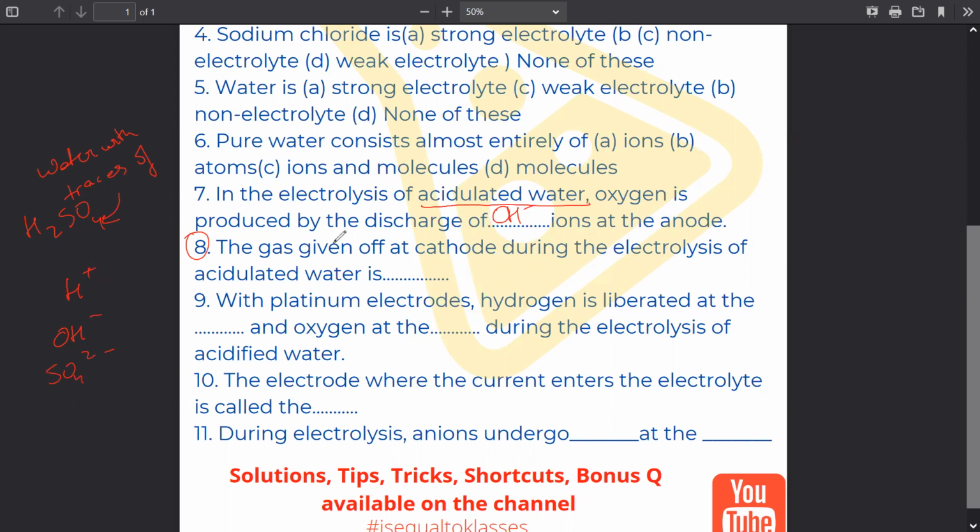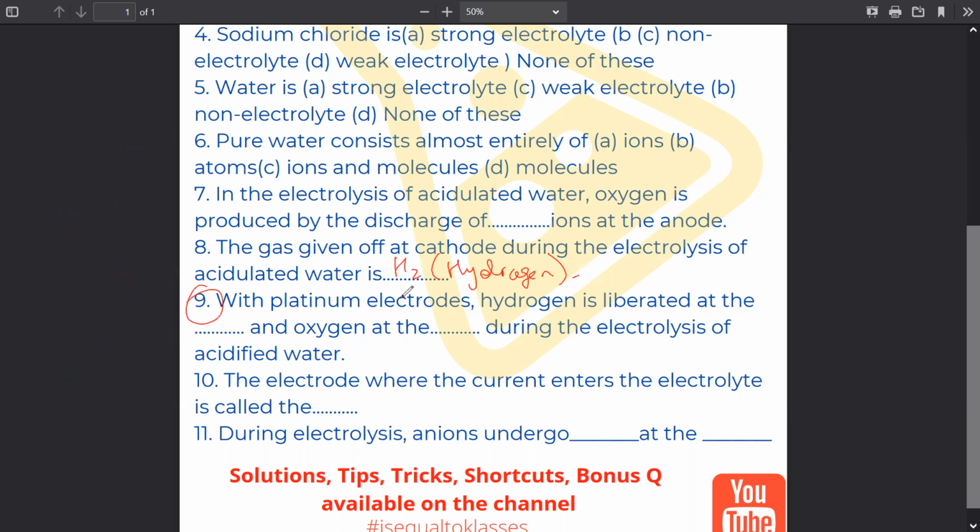So the question over here is the gas given off. All right, so OH minus and SO4 2 minus ions would be liberated at the anode, whereas the H plus ion will be liberated at the cathode. So H plus ions, like hydrogen gas itself, H2 gas in short, will be liberated at the cathode. I'll just clear these drawings to make it neater. So the correct answer would be hydrogen, H2.